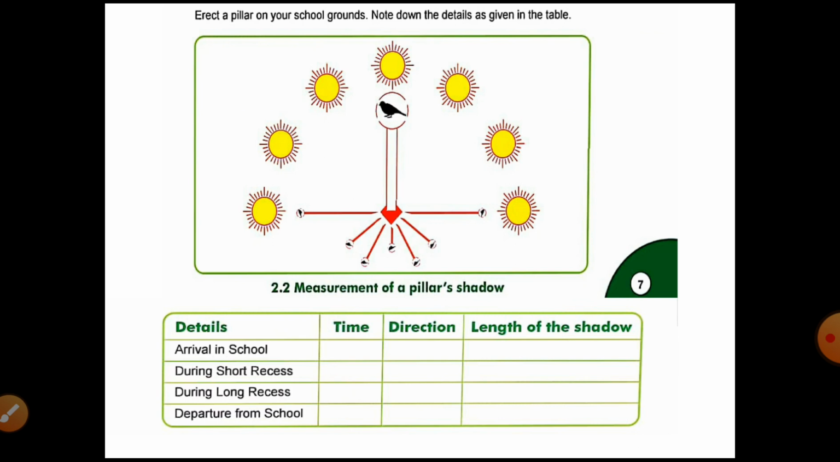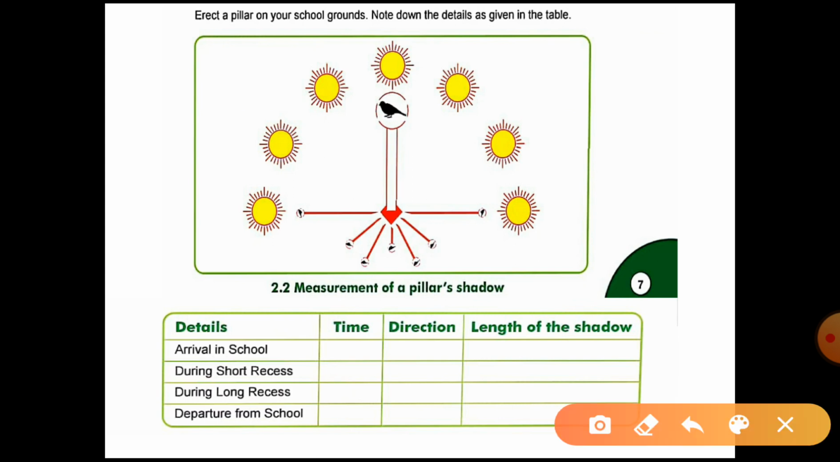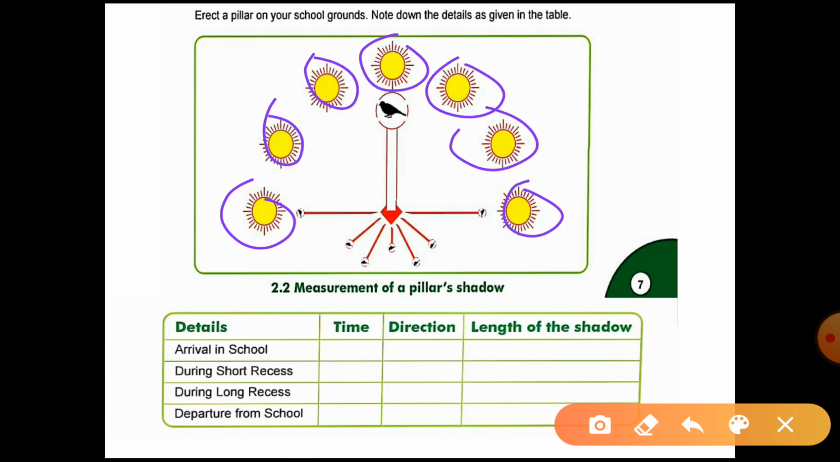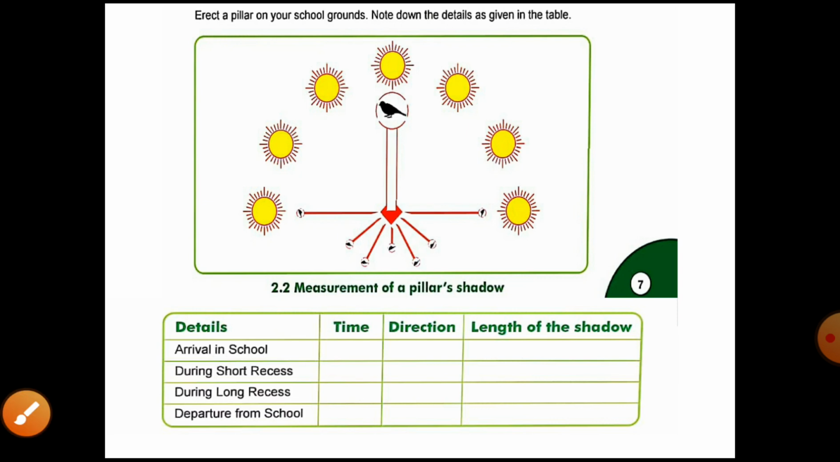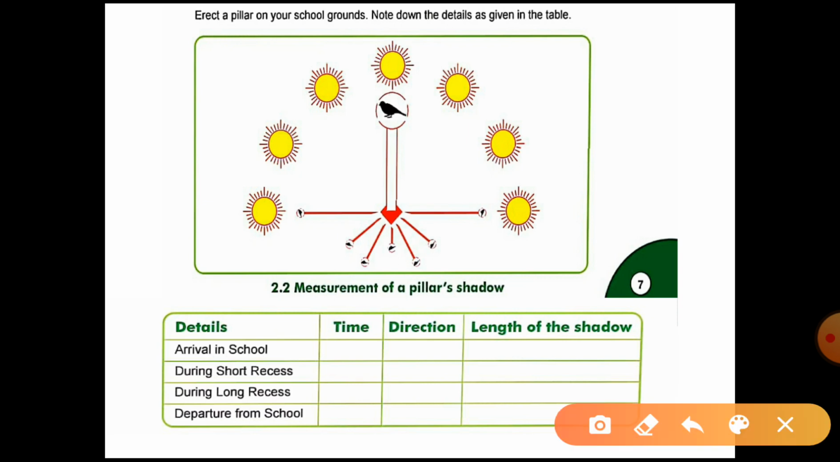Okay, so here you can see one pillar, and the sun's position is given here. Okay, so from the morning time till afternoon and evening. So what you have to write here: when you arrive in school, write here the time. For example, you arrive at the school at 9 o'clock.